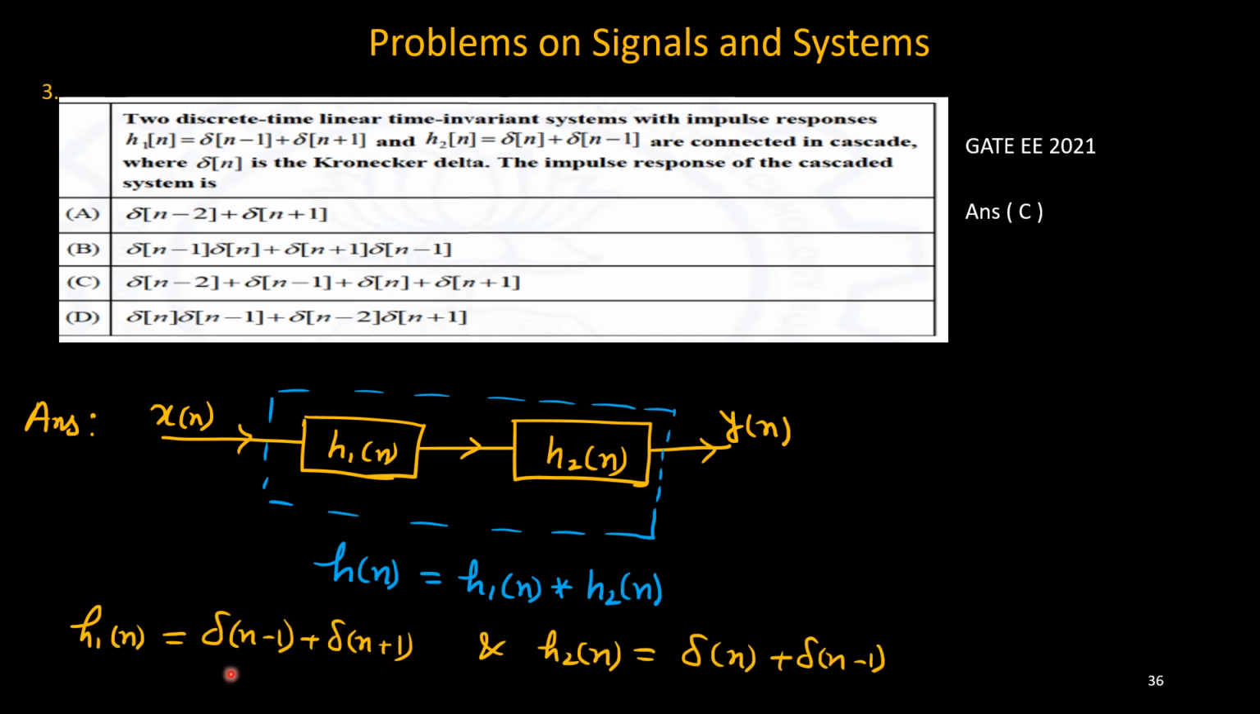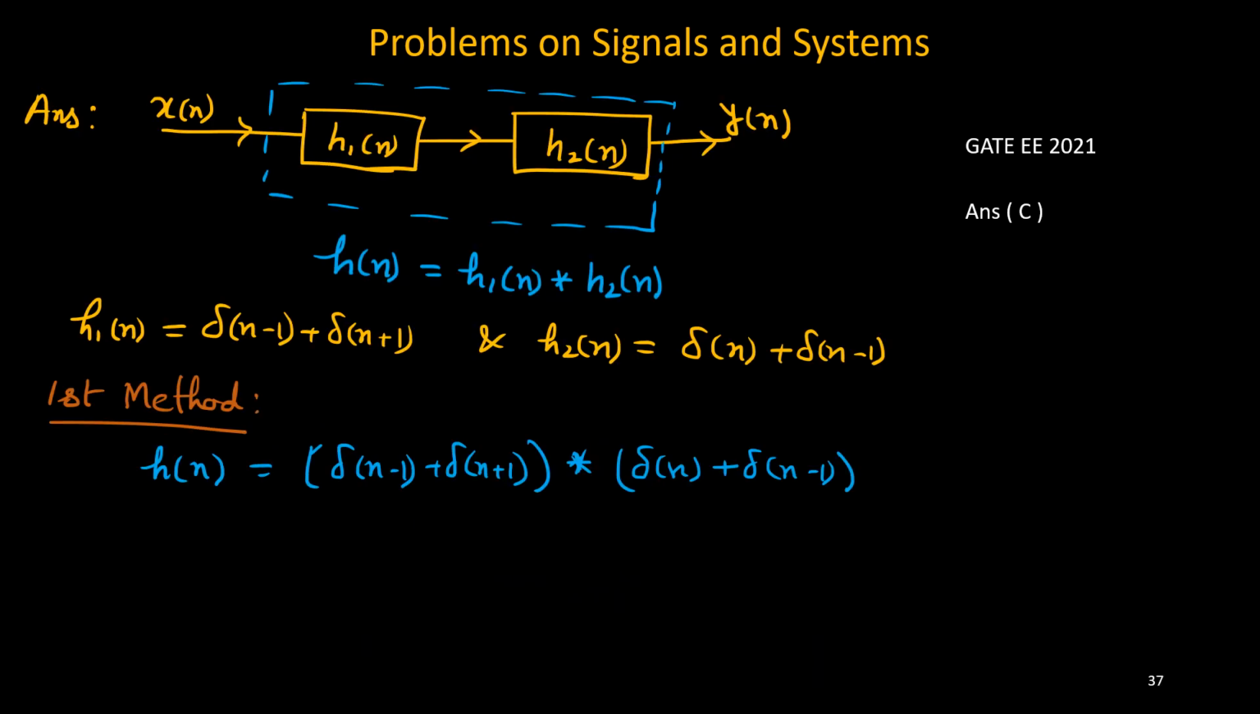Now h1 is given as δ[n-1] + δ[n+1], and h2[n] is δ[n] + δ[n-1]. So how to compute this convolution? I'll give you three methods. The first method is a very simple one.